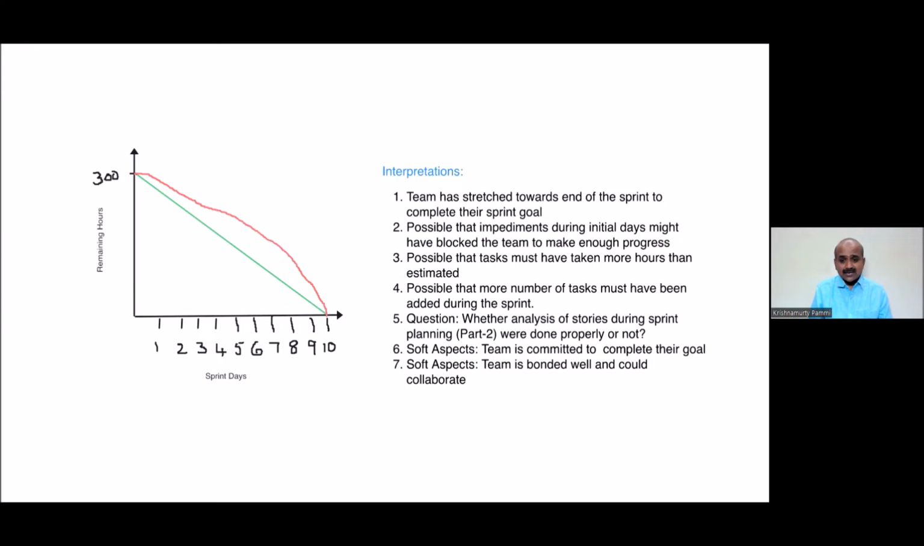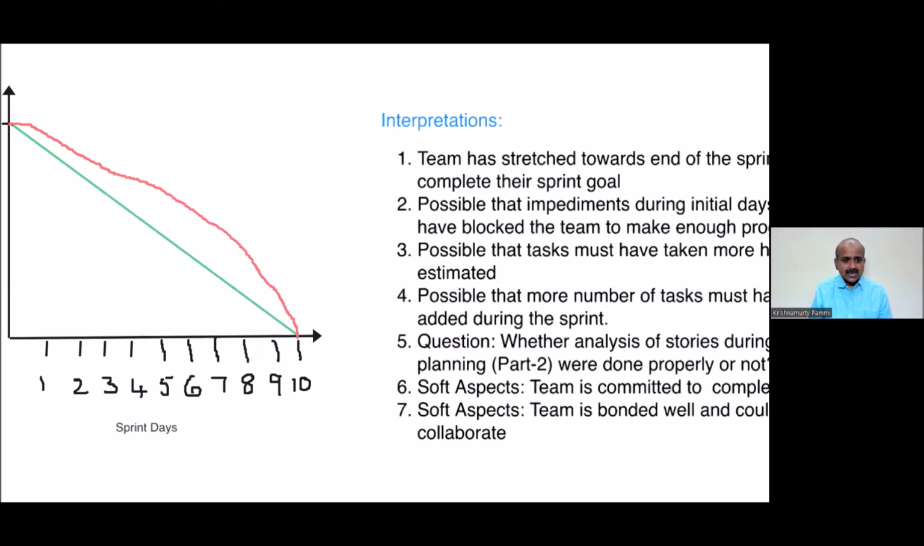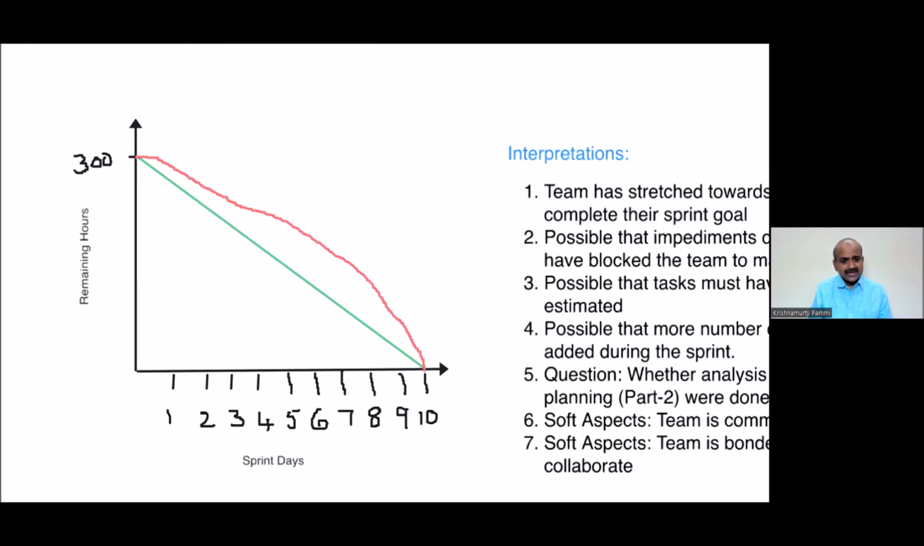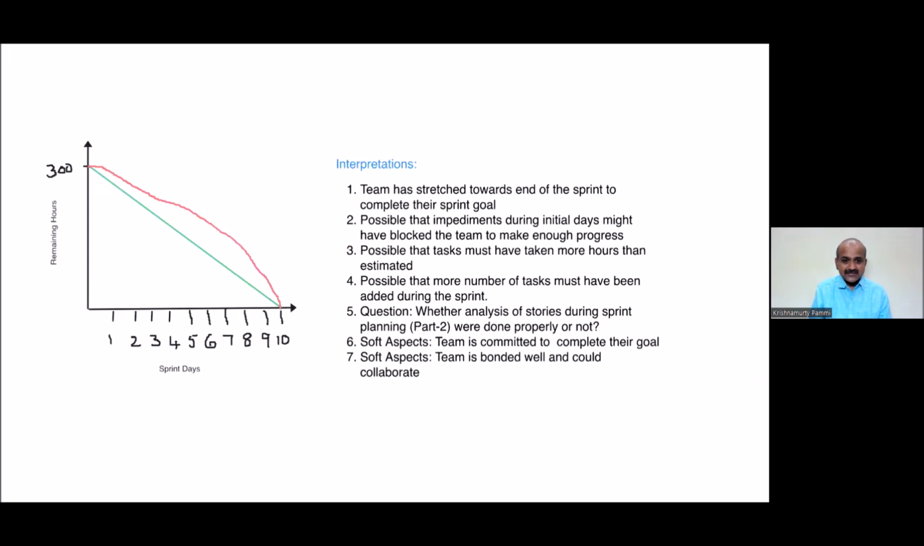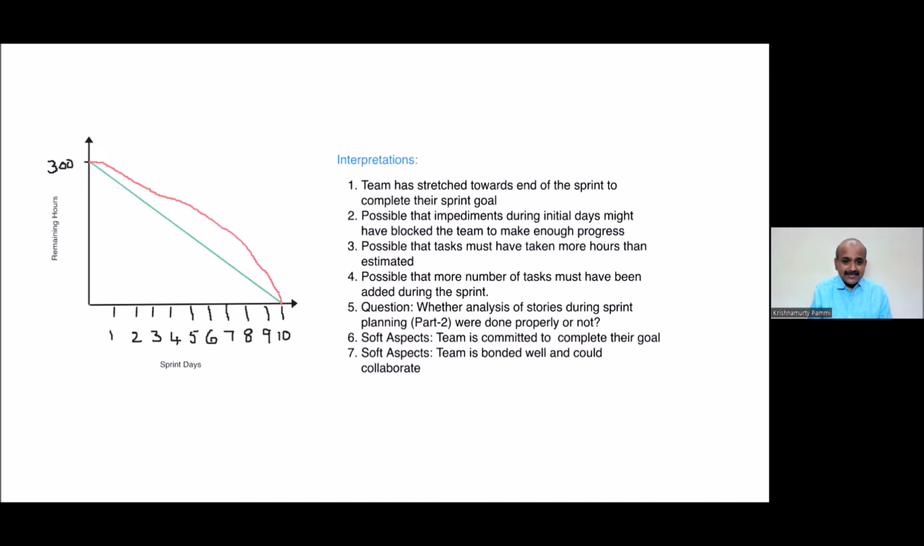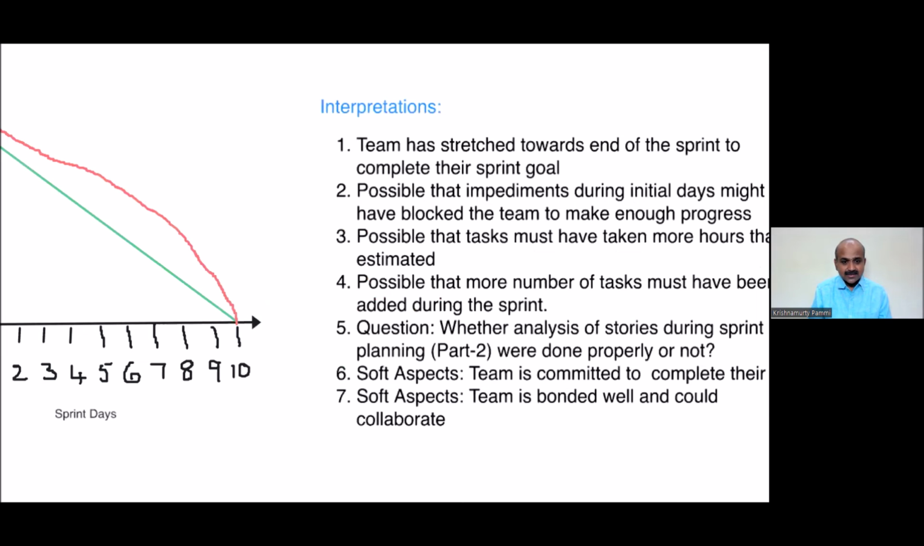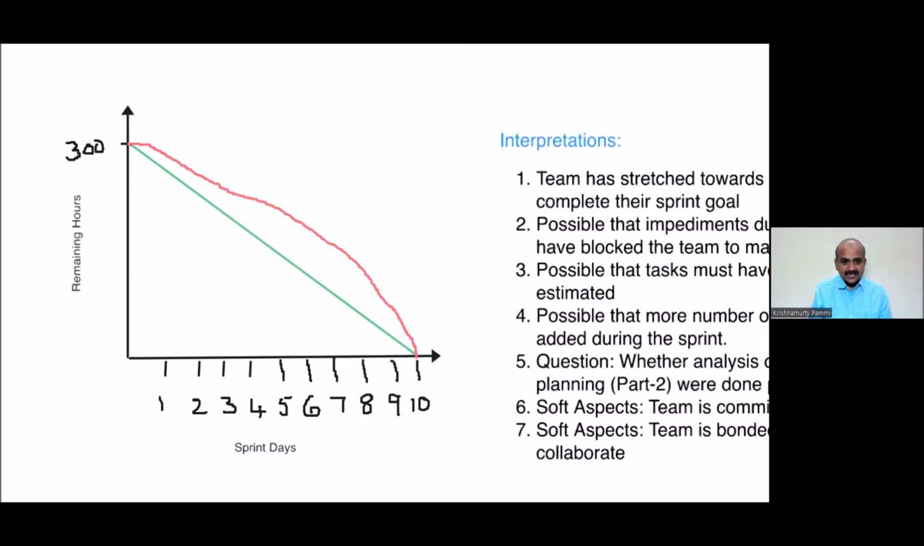Now, what does it talk about? You can say the team has completed the remaining hours by the 10th day. It's a happy story. That's not the point, friends. It talks about more inferences. The first thing is the team has stretched towards the end of the sprint to complete their goal. See, look at the trend here. It talks about like this.